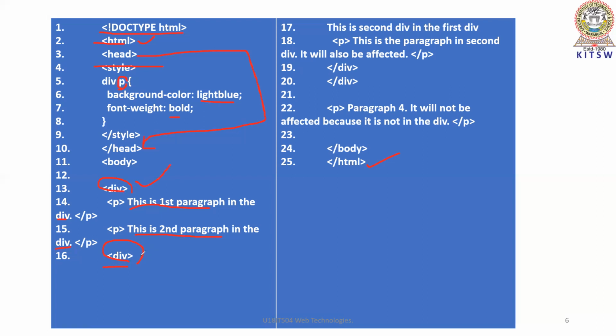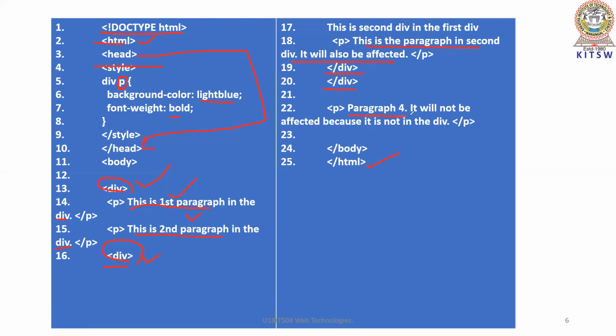Next, the second div. In the second div, this is the paragraph in the second div. It will also be affected, because we have discussed what descendant selectors are. Okay, we are closing the second div. We are closing the first div. These two paragraphs are direct. This is in the second div. It is also affected by our descendant selector.